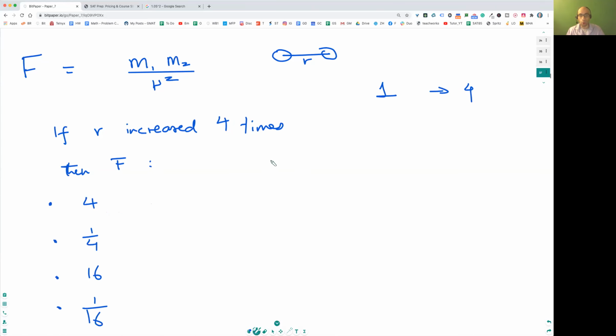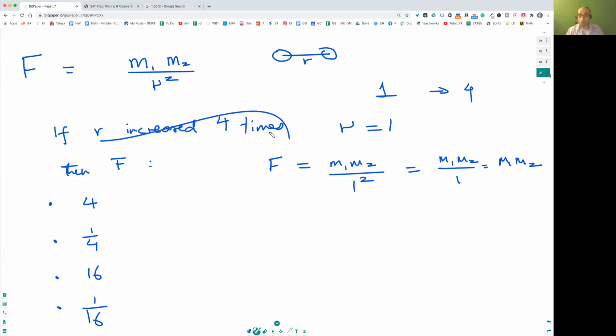Remember the old force, and always take R to be equal to 1. So the old force is just going to be M1, M2. You don't really care what these are. Just put R equal to 1. So you get M1, M2 over 1 squared, which is M1, M2. And now you're going to have the new force, which is what happens when R increased 4 times. So R becomes 4. So the new force is M1, M2 over 4 squared.